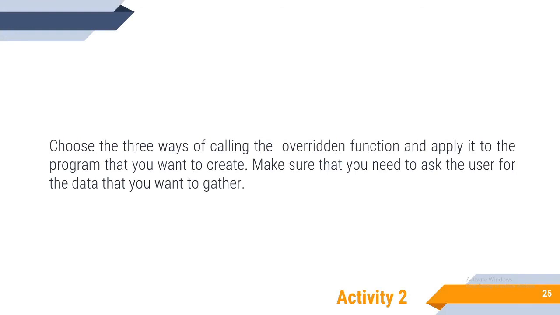So I want you to choose from the 4. Okay, 3 now. Without including creating the object using the base class. That's not to be included. So you start from using the scope resolution operator, calling a member function of the base class inside the Derive class, and the third one is using a pointer. Choose the three ways of calling the overridden function and apply them to the program that you want to create. So you are going to create a program which has function overriding.